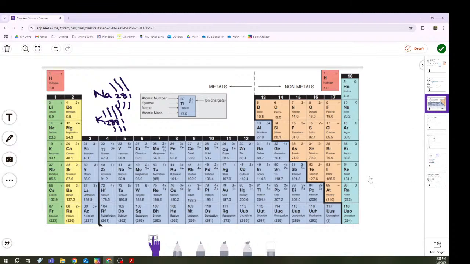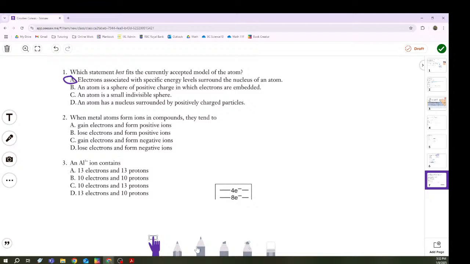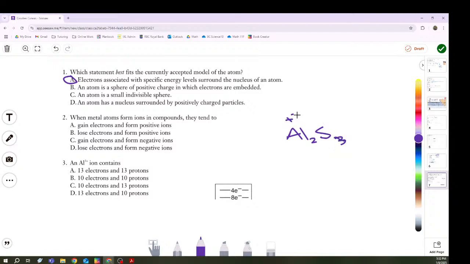Al2S3, let me just take that one for a second. Al2S3, okay. This had the charge of +3, this had a charge of -2. What is happening when the metal atom forms an ion in a compound? What is this metal atom doing? Is it gaining electrons, losing electrons?